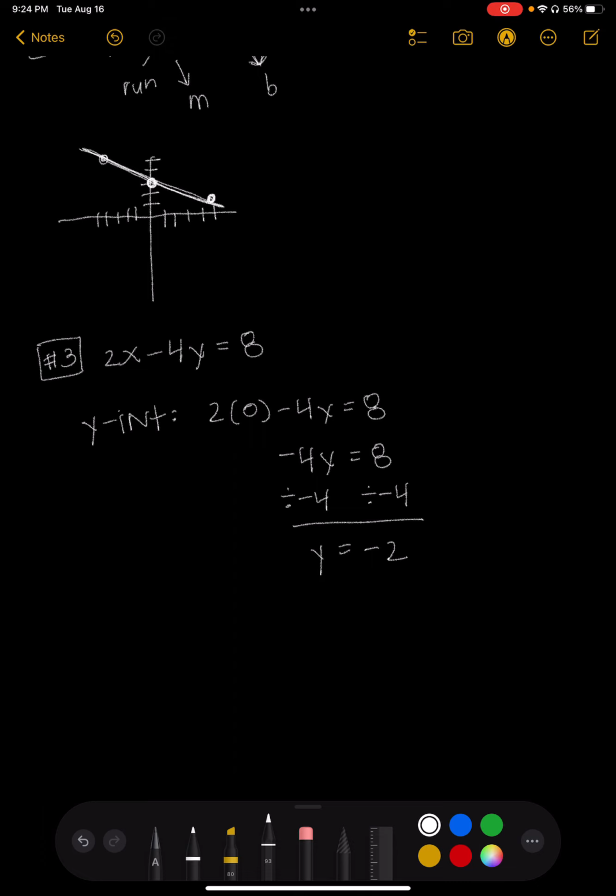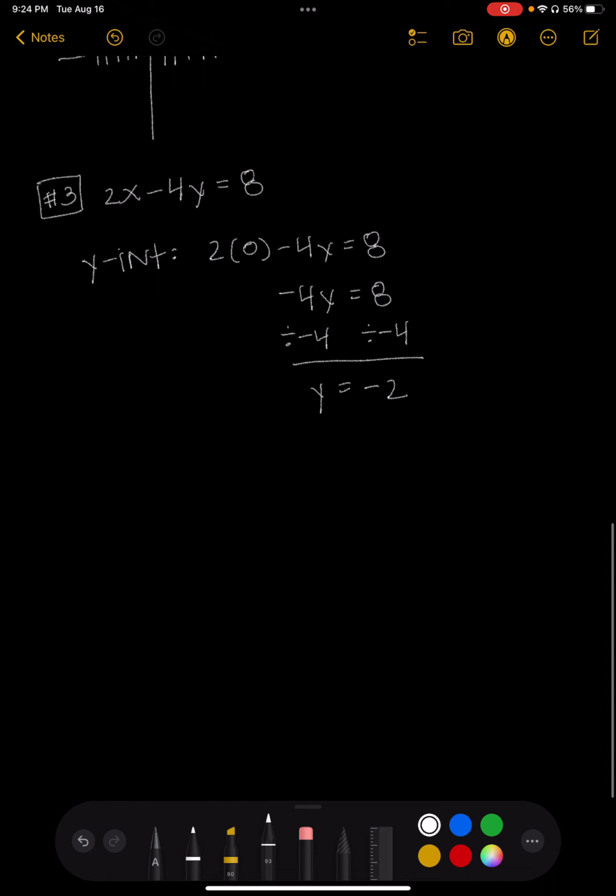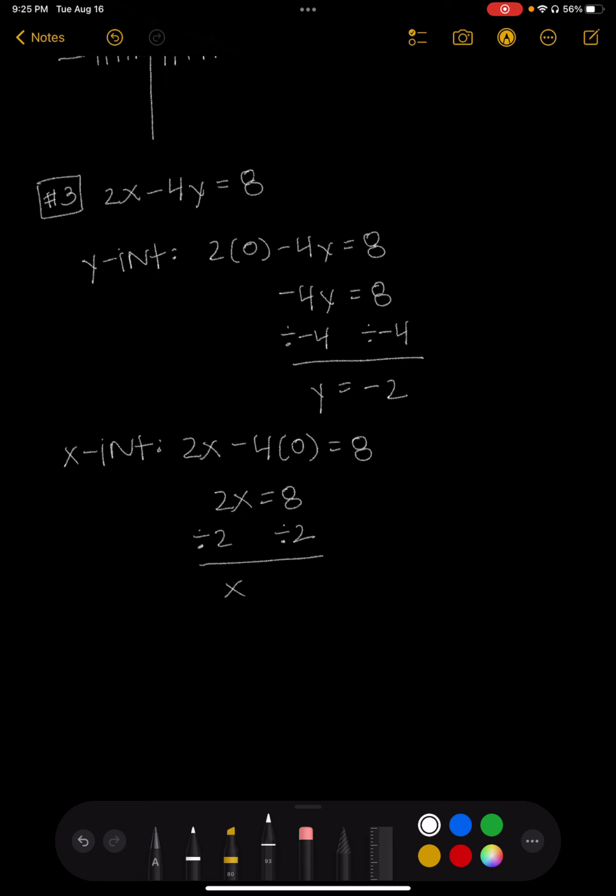So that's my y-intercept. Cool thing about this is that we can also find the x-intercept the same way, or the opposite way, I guess I should say. So to find the x-intercept, what I would do is instead of plugging the 0 in for x, I'm going to plug the 0 in for y. So I'm going to say 2x minus 4, but I'm going to plug in the 0 for y, equals 8. And once again, the 0 just cancels that second chunk out, so I get 2x equals 8. To get the x by itself, I'm going to divide both sides by 2. I end up with x is equal to 4.